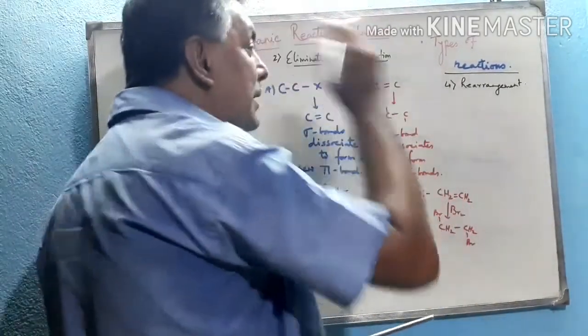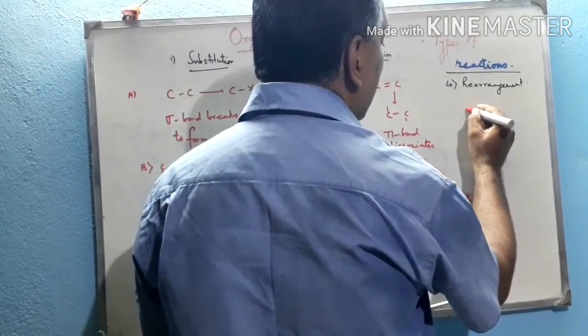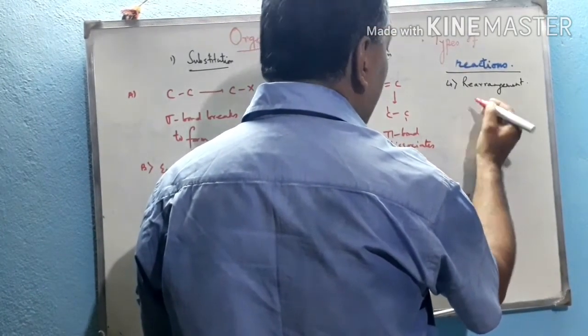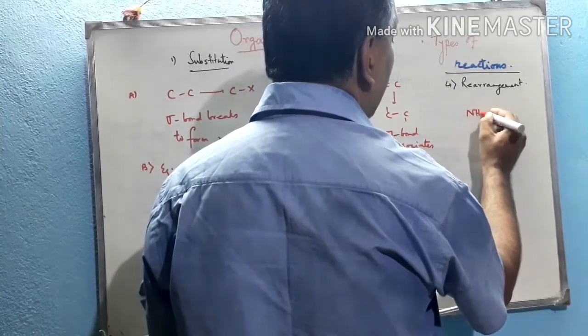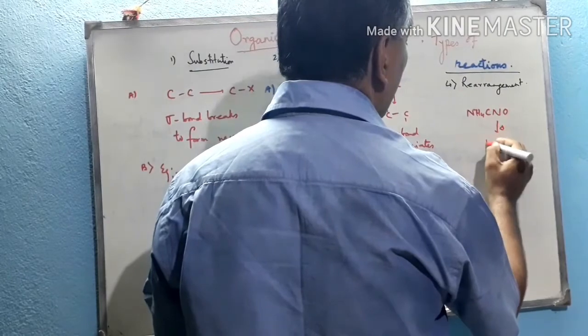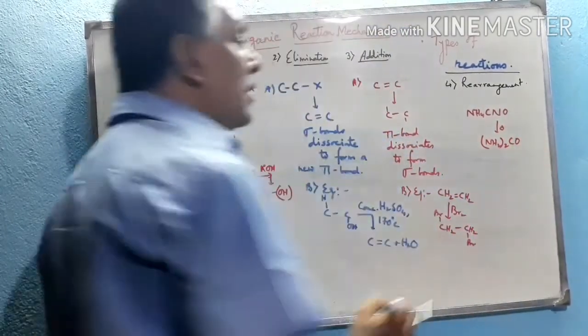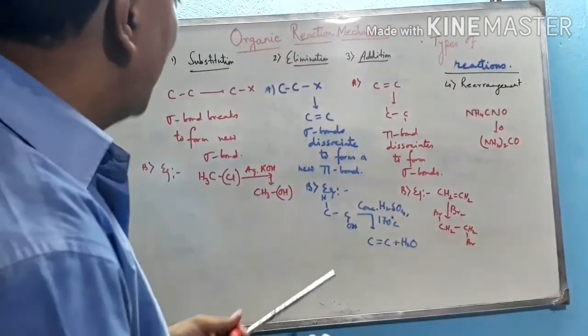But the rearrangement type reaction is very few. The example is like this. One is this ammonium cyanate, NH4CNO. This on heating produces NH2CONH2. This is the urea. So this is the rearrangement type reactions.